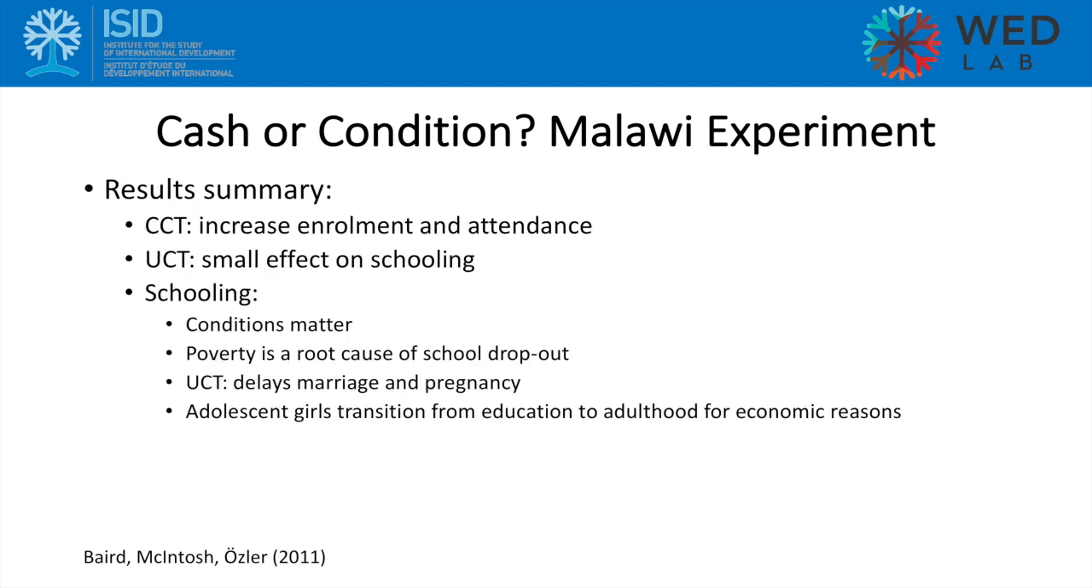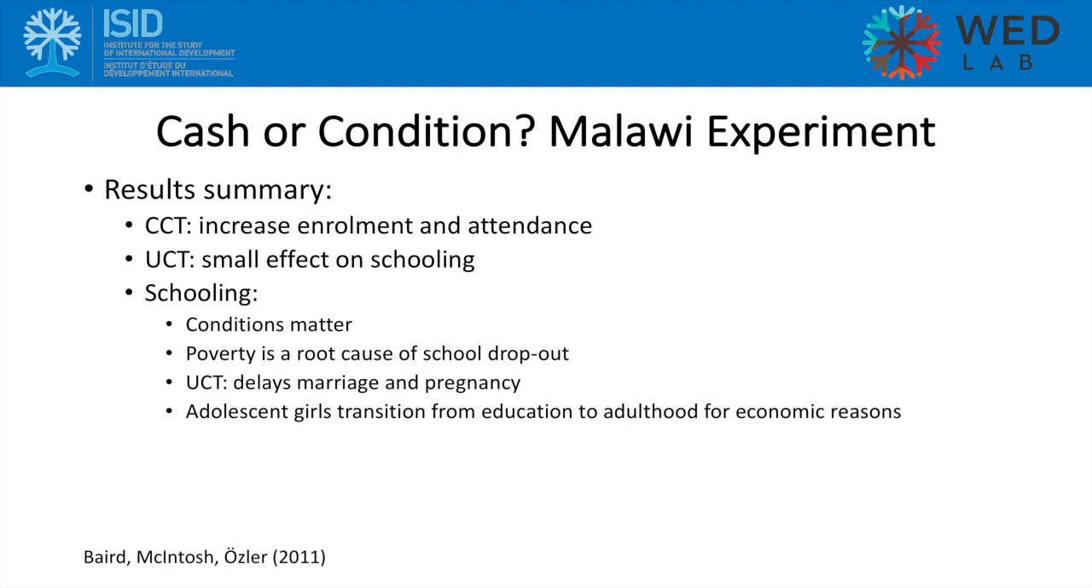What do they find? They find that the conditional cash transfer leads to an increase in enrollment and attendance among girls, right? But the effect of the unconditional cash transfer on school is actually quite small, right? So it seems that in terms of school attendance, it really seems to be that condition that matters. Again, this should not come as any surprise, right? So for schooling, they find that conditions matter.